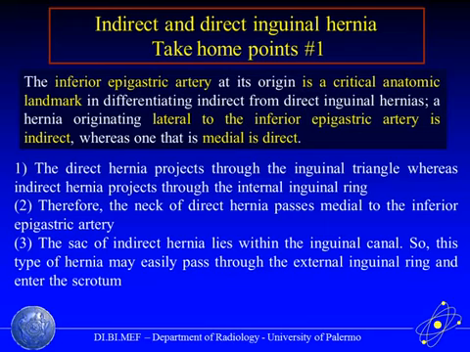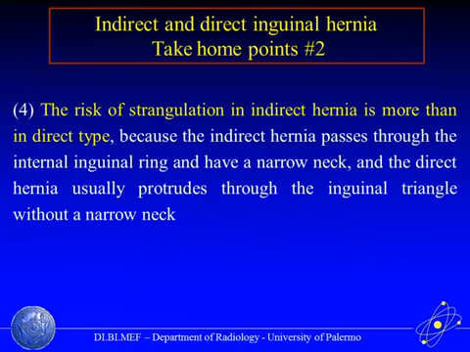The sac of indirect hernia lies within the inguinal canal, so this type of hernia may easily pass through the external inguinal ring and enter the scrotum. And the risk of strangulation in indirect hernia is more than in direct type, because the indirect hernia passes through the internal inguinal ring and has a narrow neck. And the direct hernia usually protrudes through the inguinal triangle without a narrow neck.